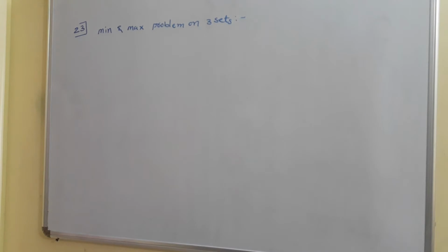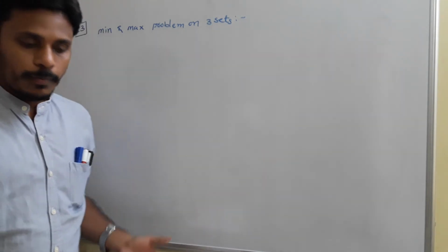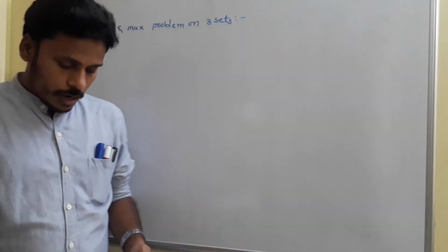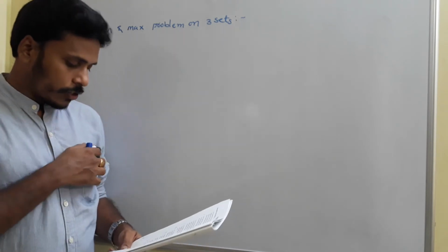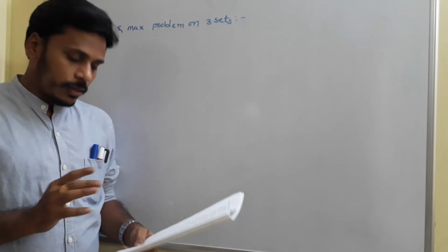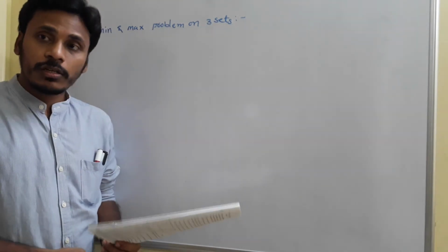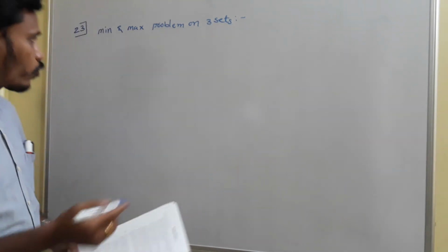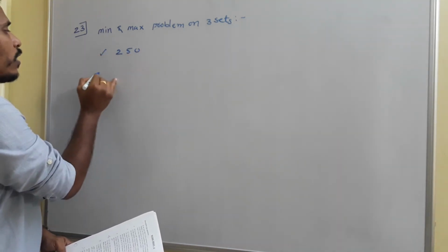Okay, now minima and maxima problems related to three sets. Related to two sets, we just completed, right? And now about three sets. I will read the question. Okay, I have a question, and first of all, just go through it. In a hostel, there are 250 students. Okay, how many students are there in the hostel? There are 250 students in the hostel. Totally there are 250 students in the hostel.